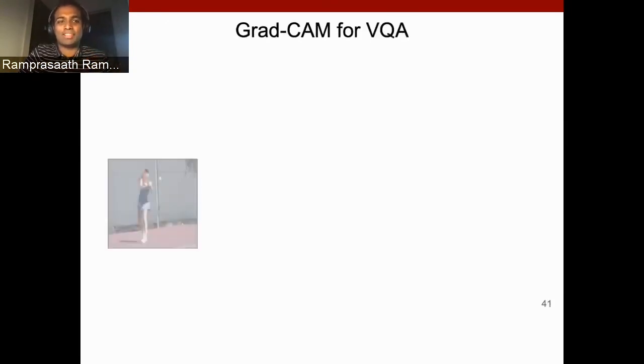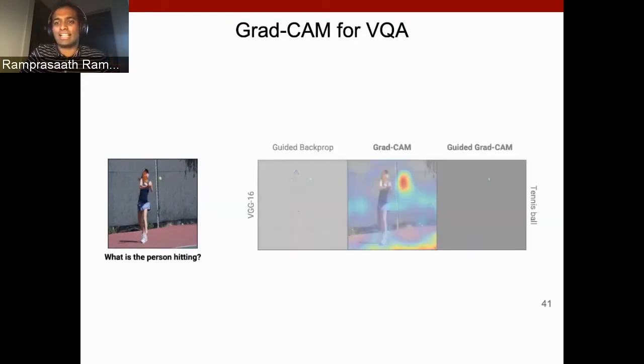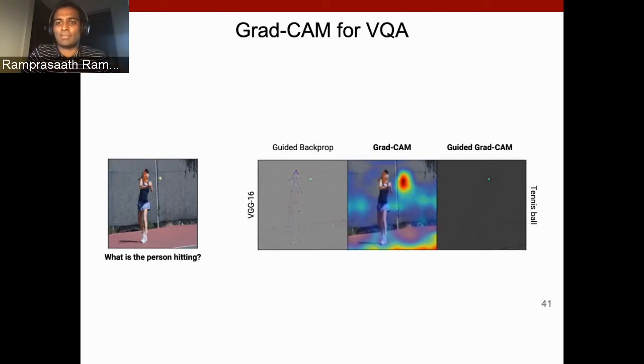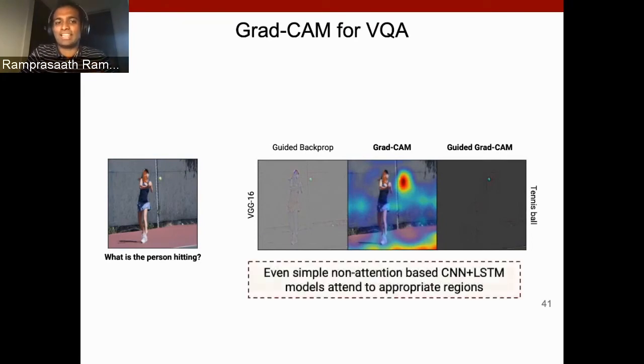For example, here is GradCam applied to VQA, where the task is, given an image and a free-form question like, what is the person hitting? the model has to produce an answer. Using GradCam, in this case, we find that the model looks at the ball and uses a little bit of the context to answer tennis ball. So we see that even simple non-attention-based CNN LSTM models look at appropriate regions.